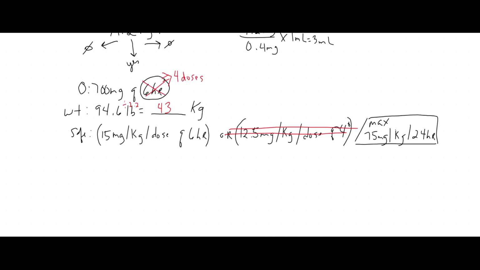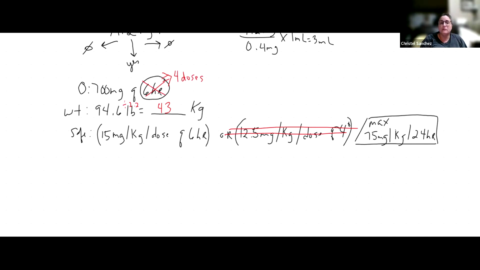Because it's 24 hours in a day, and we divide that by 6. So if we're doing it every 6 hours, we have four 6-hour periods in a day, right? So that's going to be 4 doses. Okay, so now I need to multiply my kilograms by my safe dose.